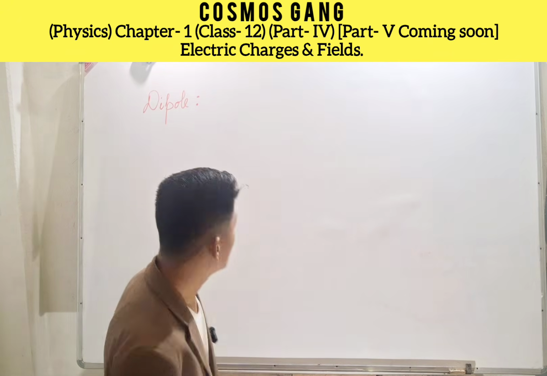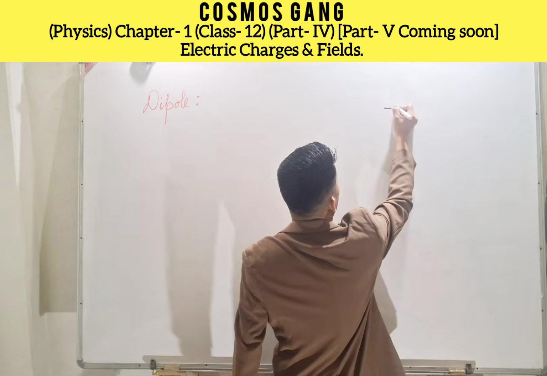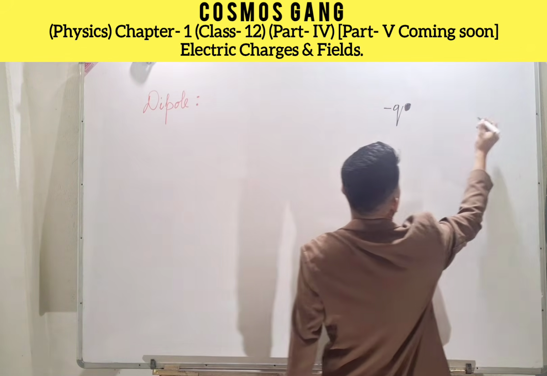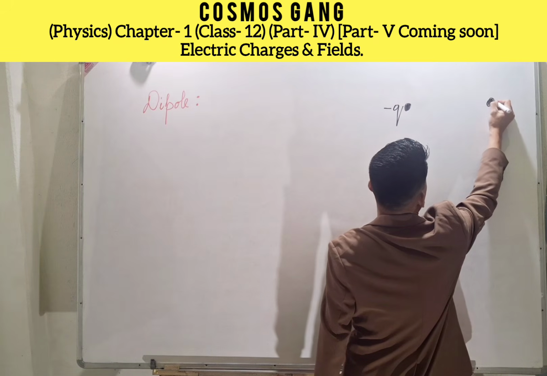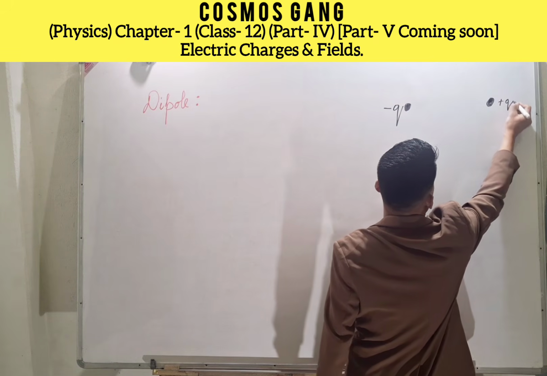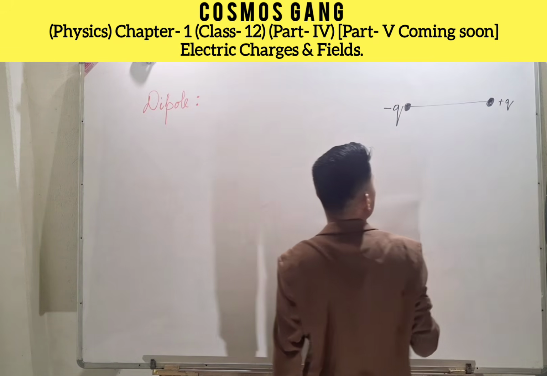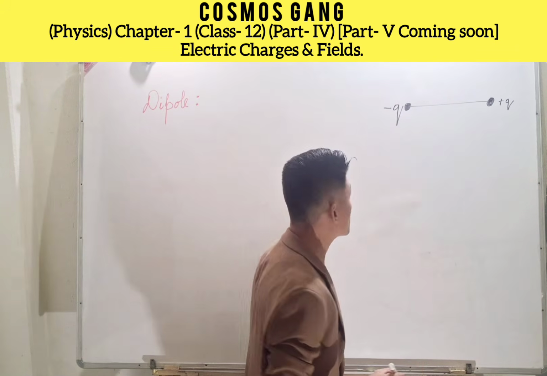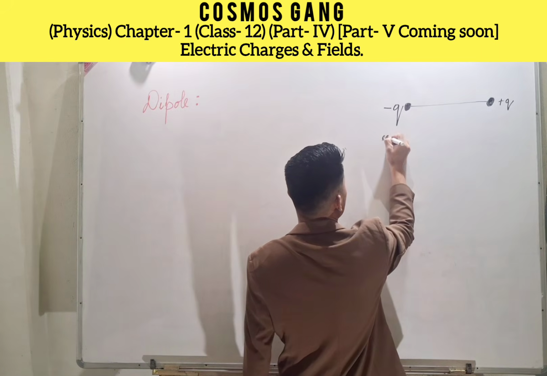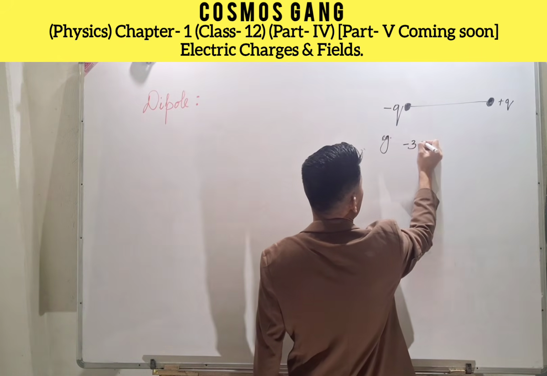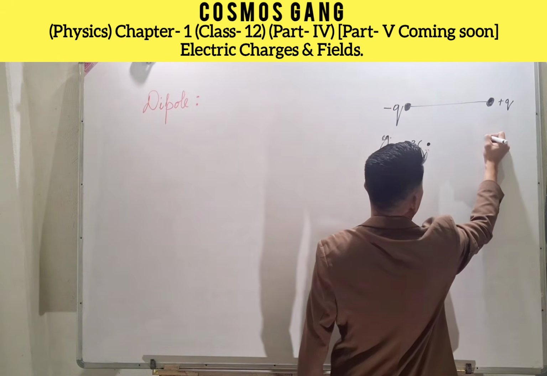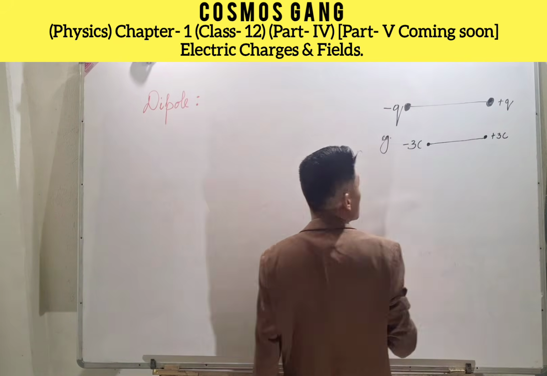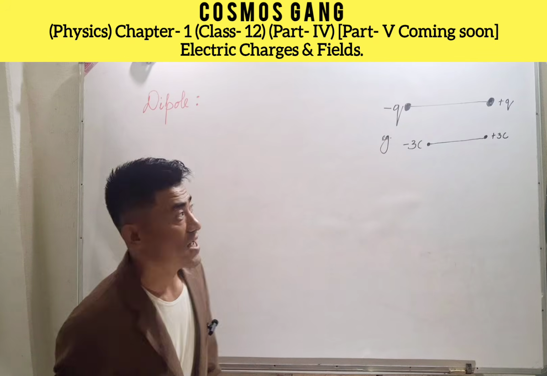So I take a charge here and I take another charge here which is equal in magnitude, separated by a finite distance or very small distance. This setup is called a dipole. For example, let's take minus 3 coulombs here and plus 3 coulombs here separated by a distance. Then this setup is called a dipole.